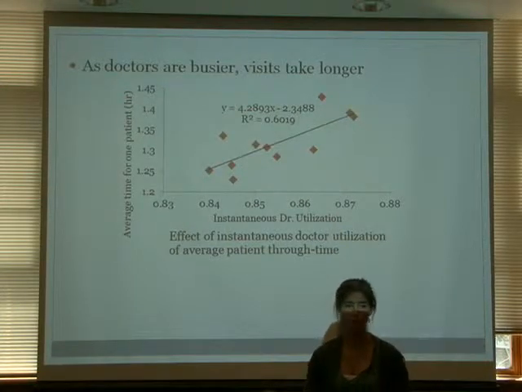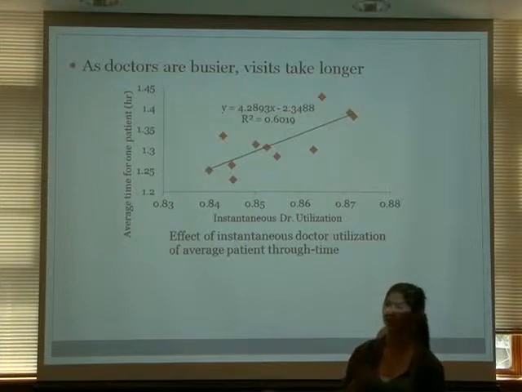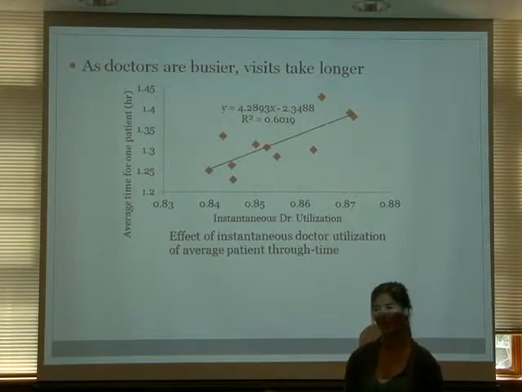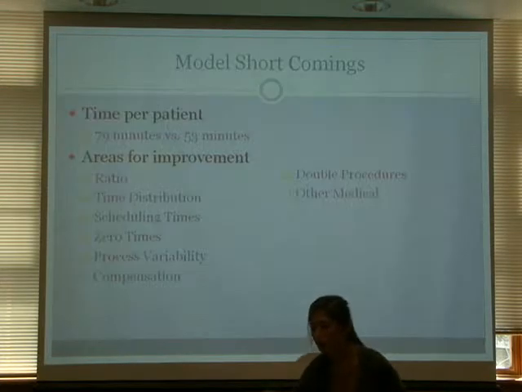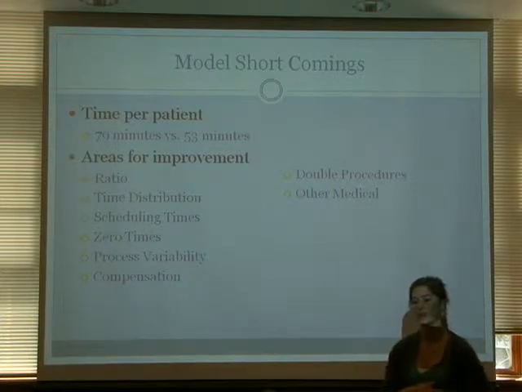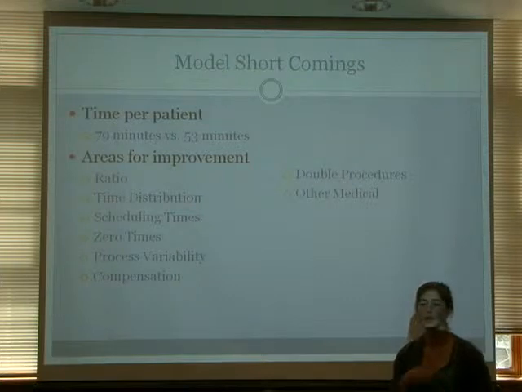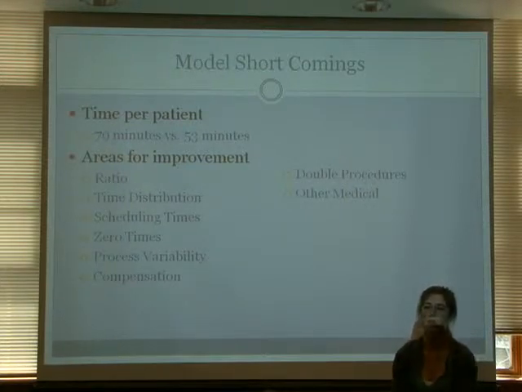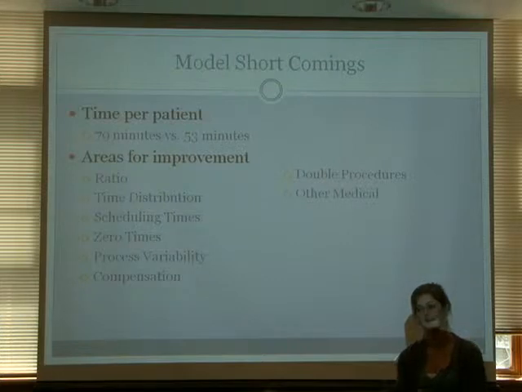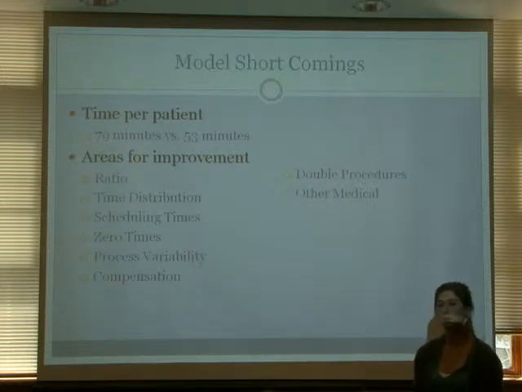So while we did get the model and a slight understanding of Arena and some of these data suggestions from this, there also was one big shortcoming of the model, and that's that the average time it took for the patient to move through the system in the model was about 79 minutes, whereas when we collected the data, the observed time was about 53 minutes. So that's a pretty big difference, and when I tested the data, it is statistically significantly different. So that presents somewhat of a problem. And it definitely means that the model needs to be worked on.